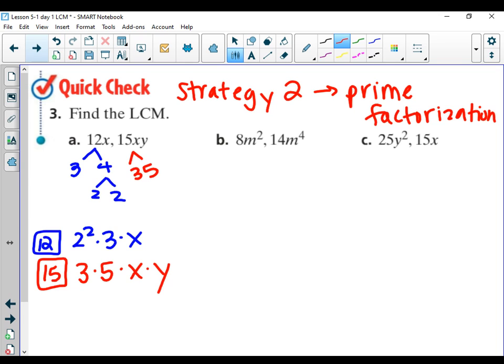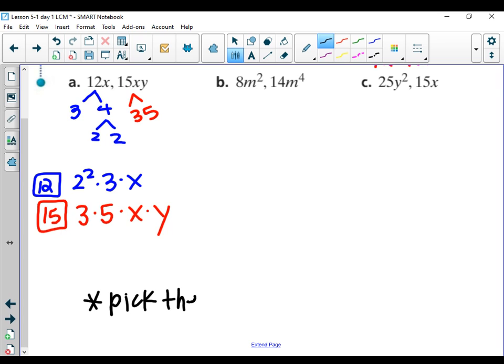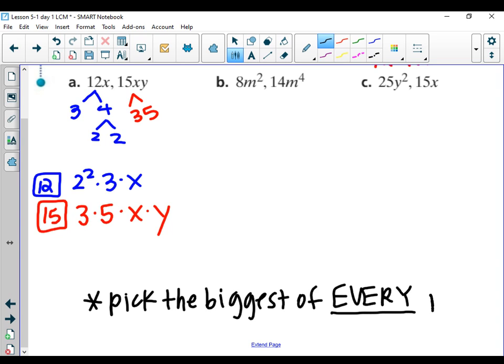Now, the one thing we need to know about this is how do we know which one to pick? Pick the biggest of every base. What's a base? 2, 3, x, 3, 5, x, y. Those are all bases.